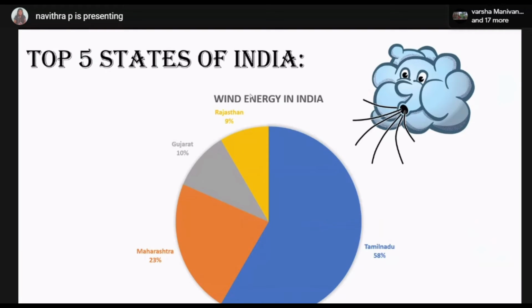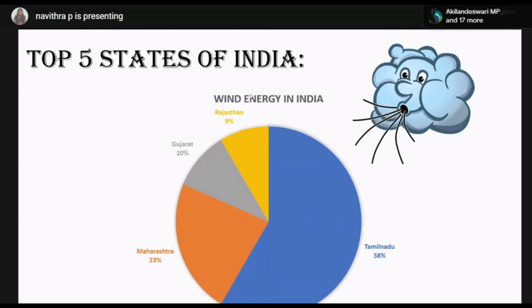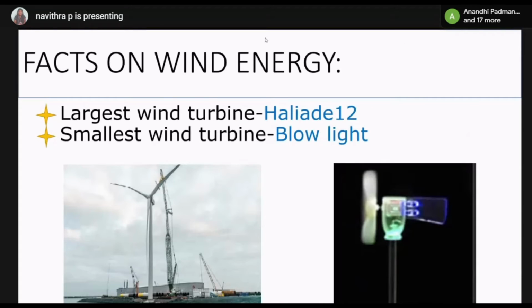Top states of India to produce wind energy: Tamil Nadu 58%, Maharashtra 23%, Gujarat 10%, Rajasthan 9%. I just collected these as approximate values. Facts on wind energy. The largest wind turbine is Haliade 12. The smallest wind turbine is Blowlight.